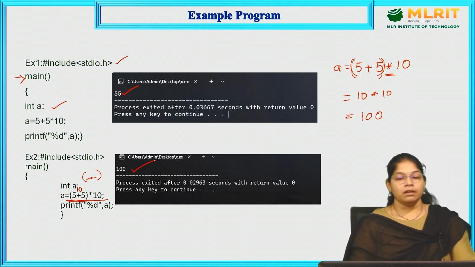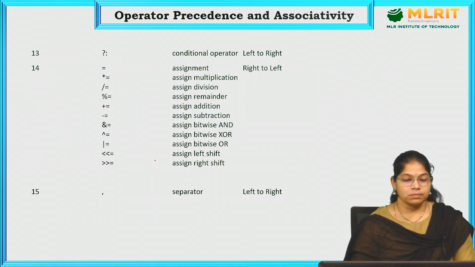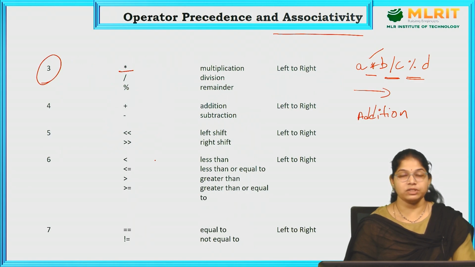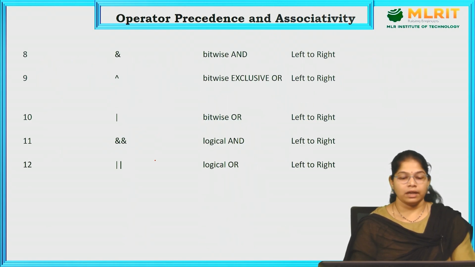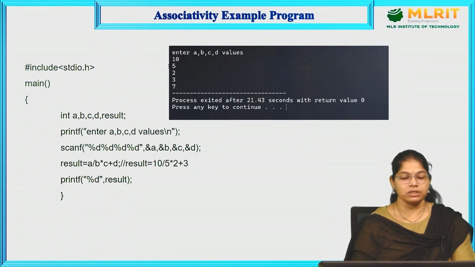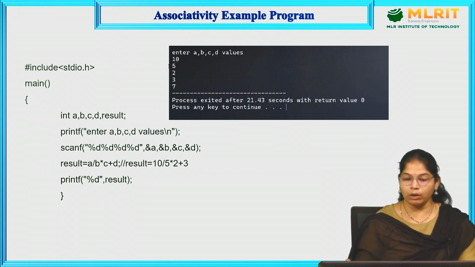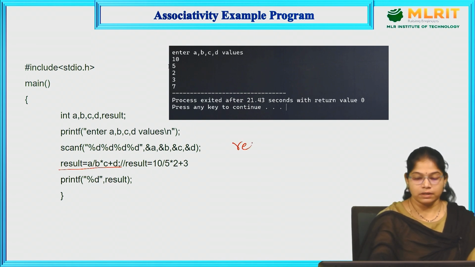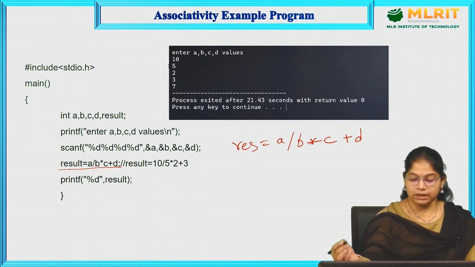In that way, the compiler decides to evaluate the operators which have the highest precedence. Let us consider one more example, which has equal precedence. Here we have an expression: result = A / B * C + D.